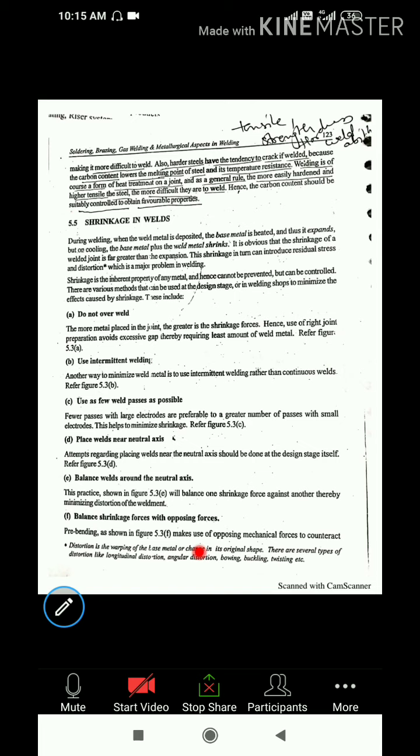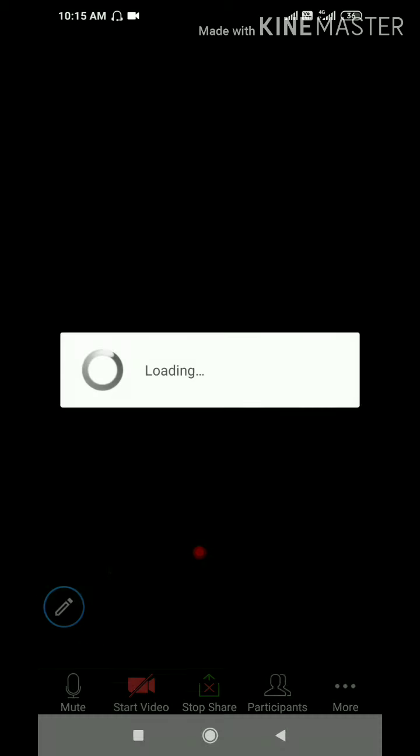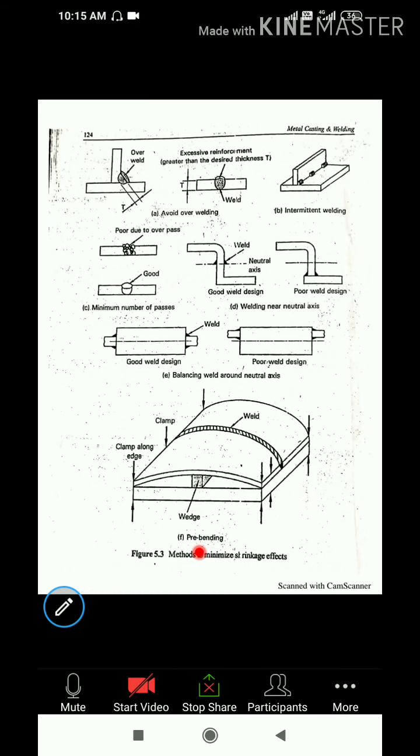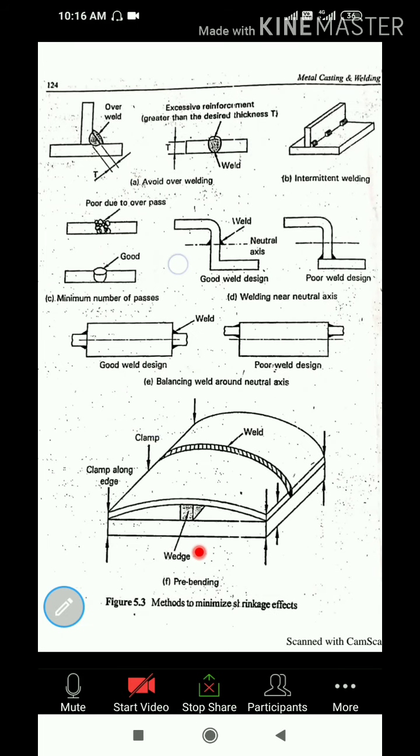Now I will explain each and every point by the diagram. You can see in this diagram. See over here, if you want you can zoom it.